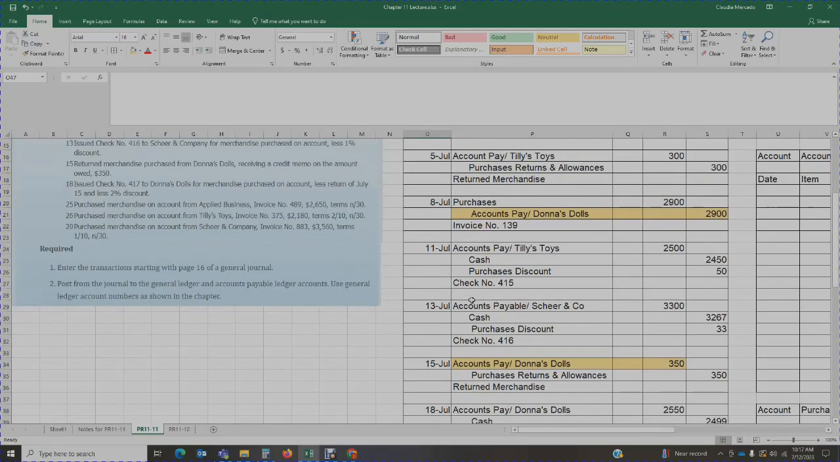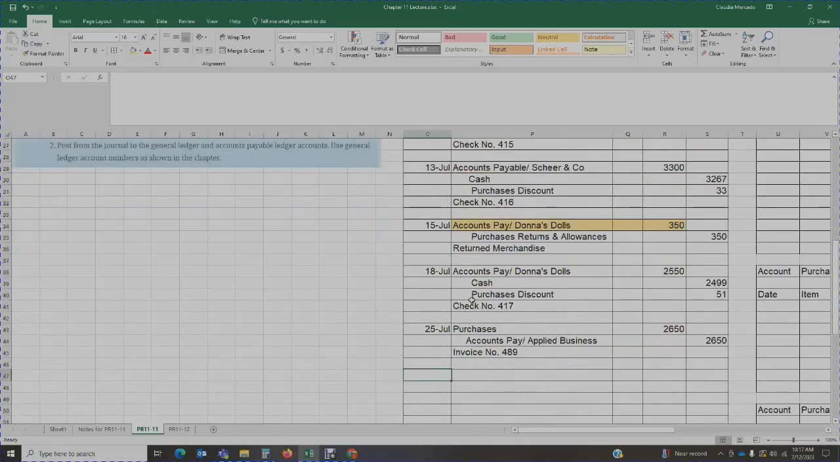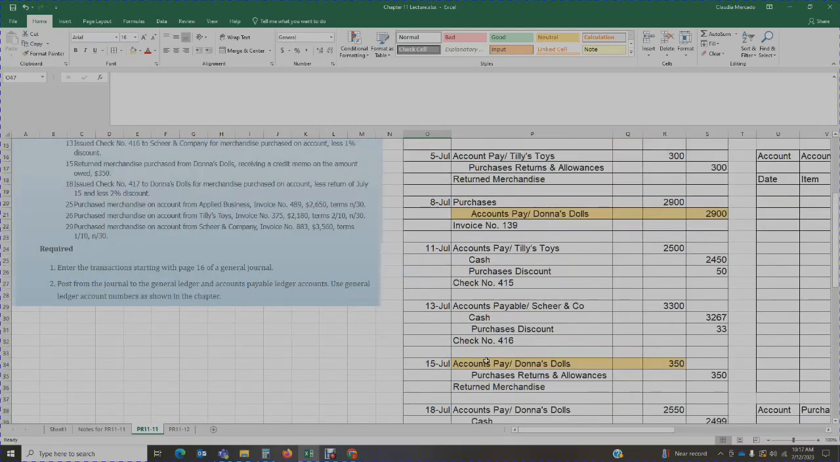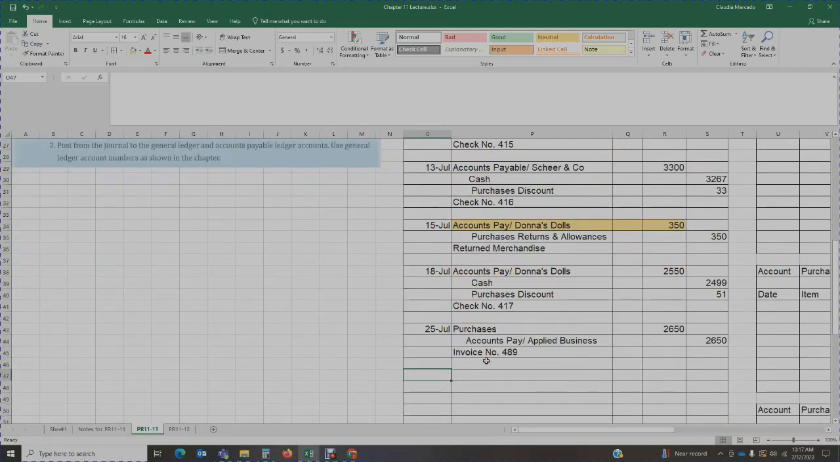So if you see, we're going to be buying again from the same suppliers, okay? So we've got an open account with them. We buy on account and then we pay them. We buy more on account and we pay them. It's like a cycle, okay? So we have on the 26th a purchase from Tilly's Toys for 2180.